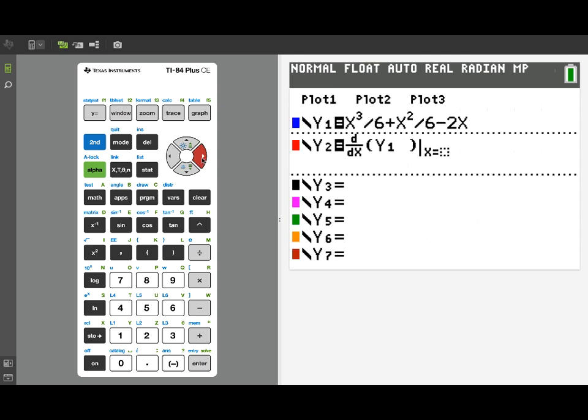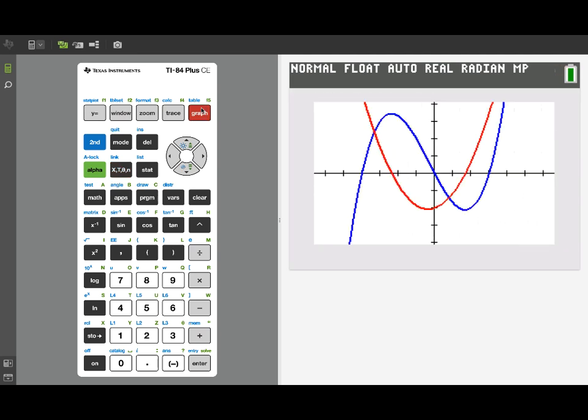Now, instead of evaluating this nderivative at a single point, we're going to evaluate it at each x value across the screen. So I've entered that, and here comes the graph of the derivative. Not surprisingly, it's a graph of a quadratic. I want to draw special attention to the relationship between these two graphs.